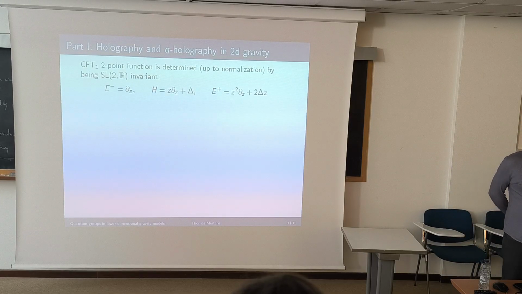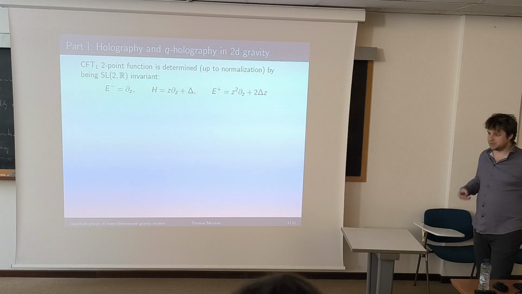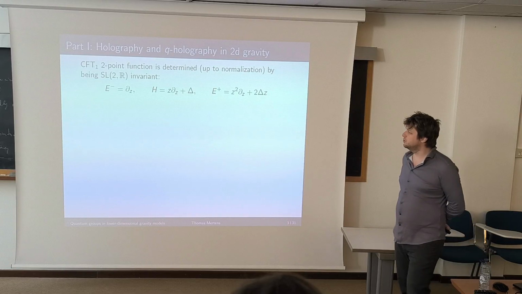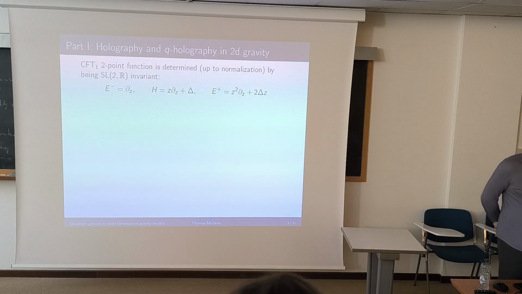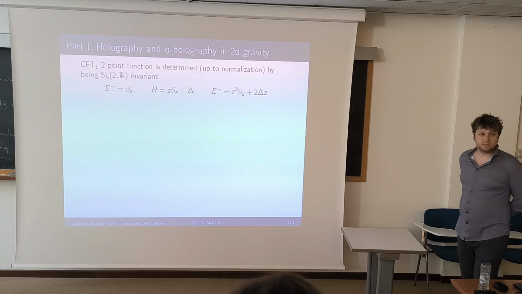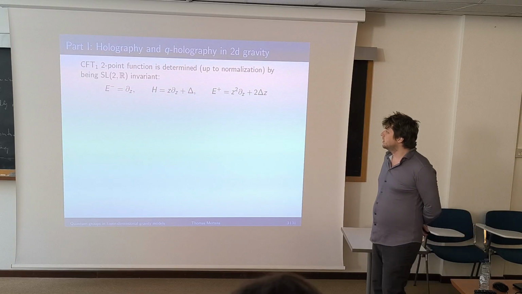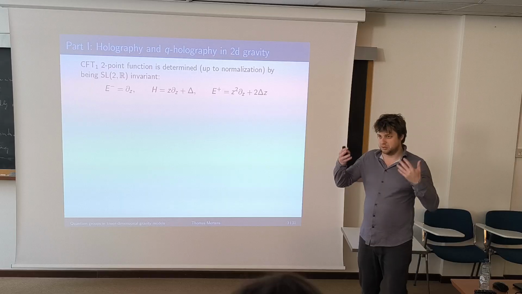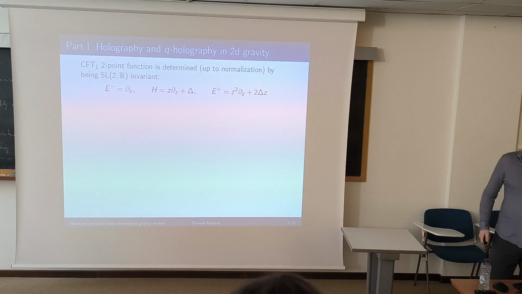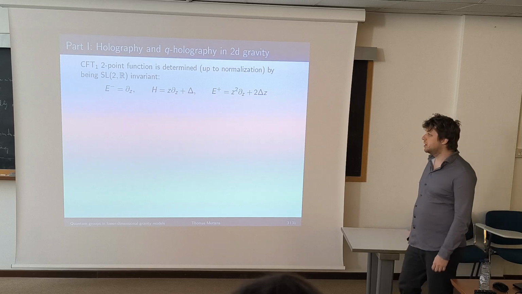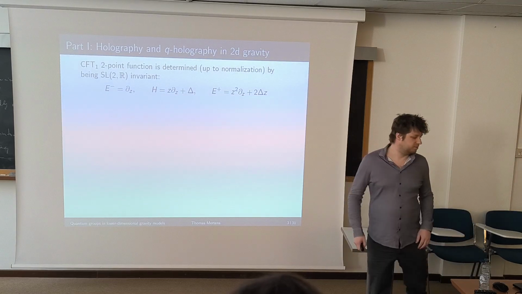Okay, so let's start with the first part, the 2D gravity part, and I want to think about the boundary of the 2D gravity, which is a one-dimensional boundary. If you just think about the two-point function in a one-dimensional conformal field theory, then, as also in a chiral two-dimensional CFT, this two-point function is fully fixed, fully bootstrapped just by SL2R invariance.